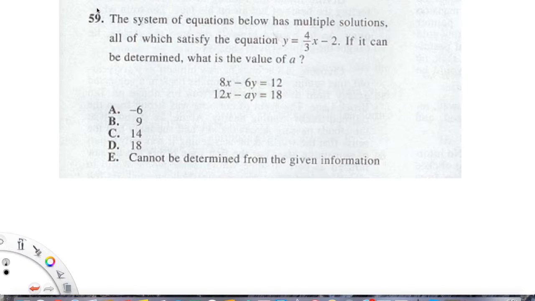Today we're going to be looking at a tricky one, number 59 here on the ACT. Supposedly a tricky one at least. The second to last question on the test. They're expecting almost no one to get this question right.